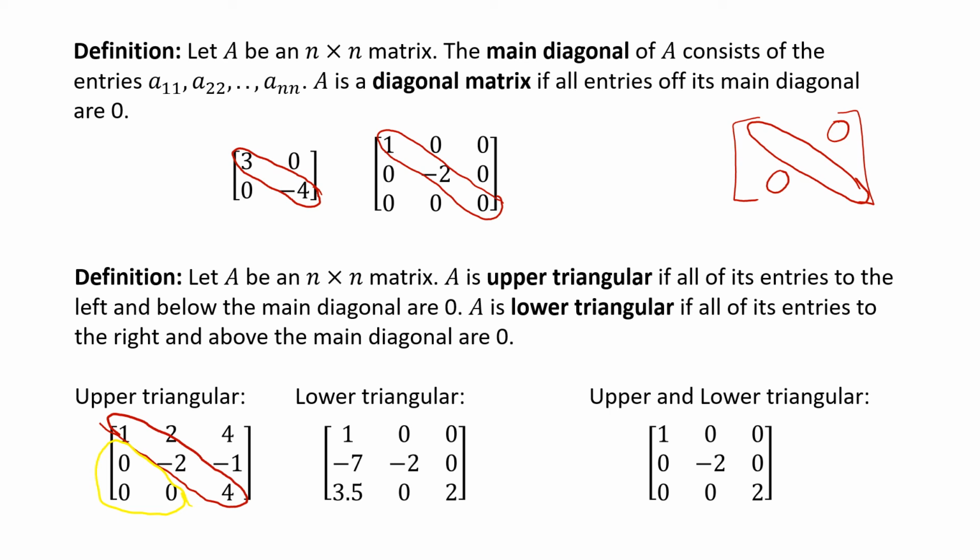Lower triangular matrix is that everything to the right and above the diagonal is 0. So we have our main diagonal. Everything above and to the right is equal to 0. That is an upper or lower triangular matrix. And notice that if you have a diagonal matrix, such as this one, well, everything above is 0, so it's lower triangular. Everything below is 0, so it's upper triangular. A diagonal matrix is both upper triangular and lower triangular.